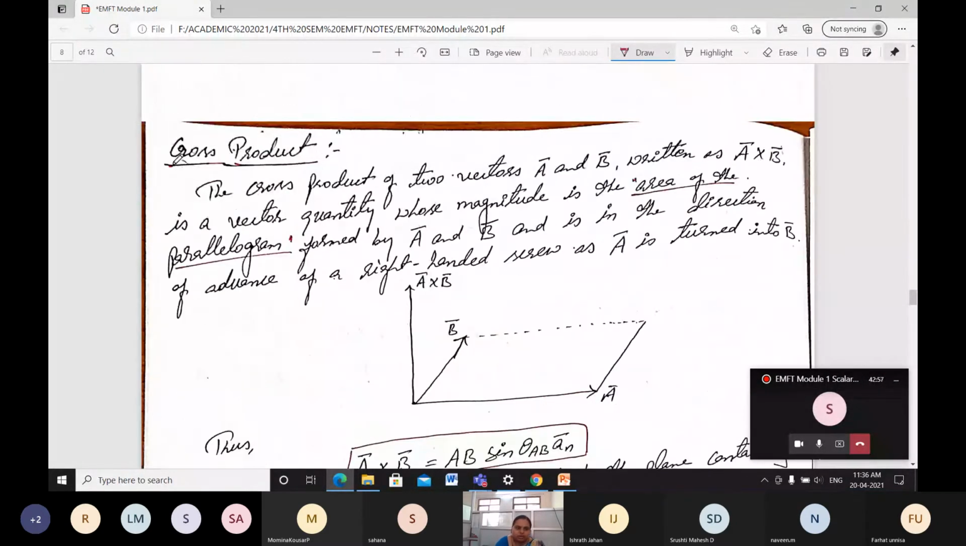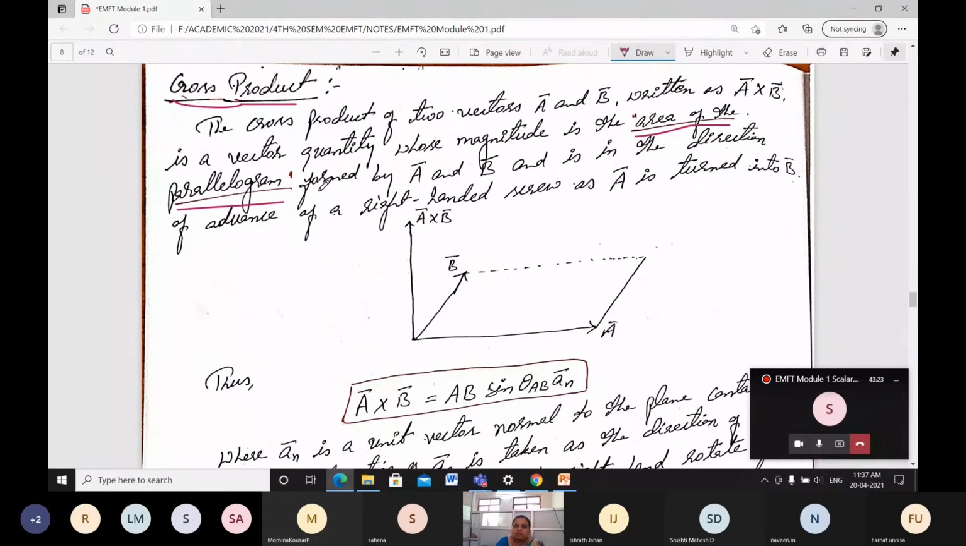Next is our cross product. The cross product of two vectors, vector A and B, is written as A cross B. It is a vector quantity whose magnitude is the area of the parallelogram formed by vector A and vector B, and is in the direction of the advance of a right-handed screw as A bar is turned into B bar.